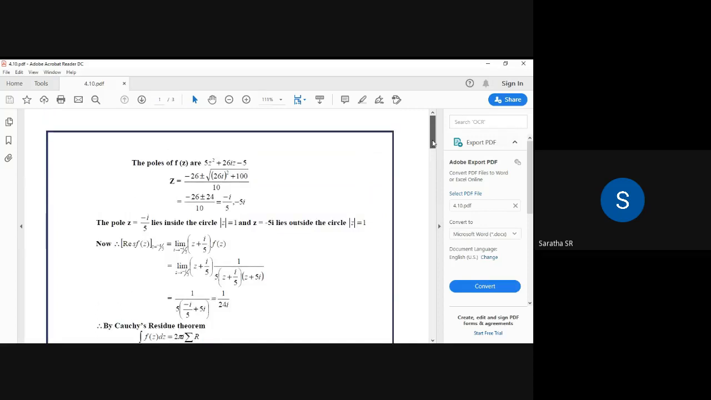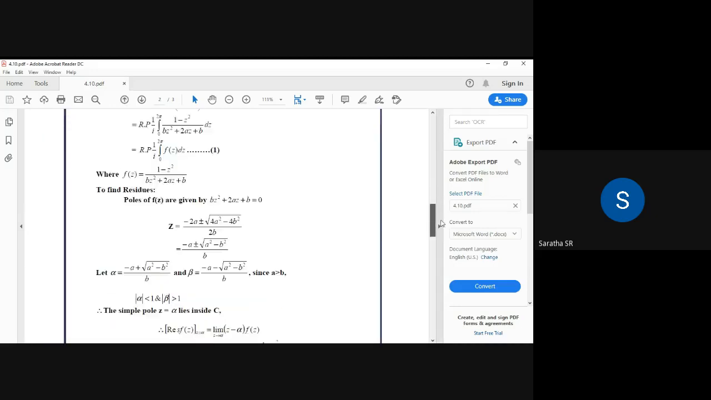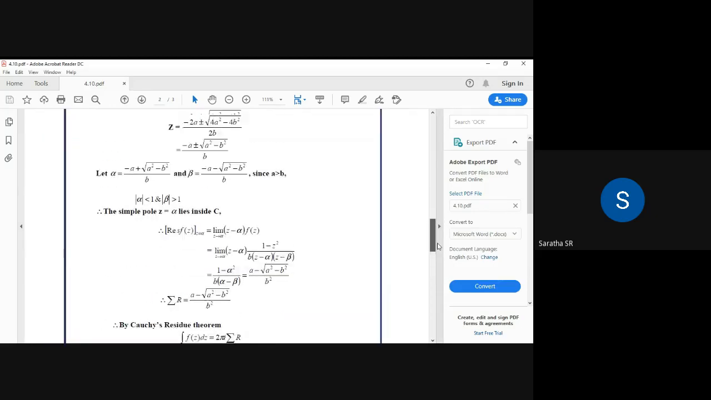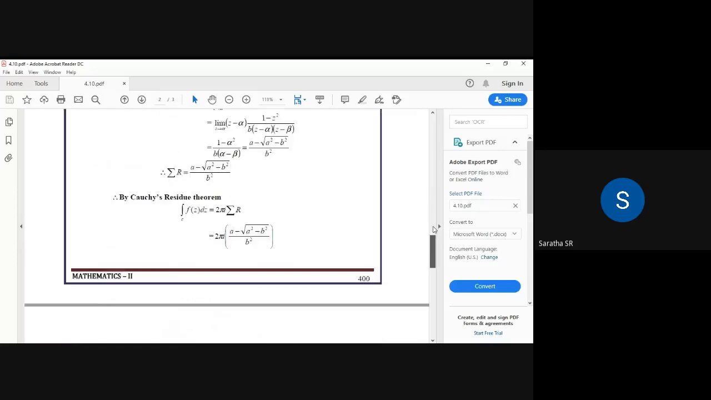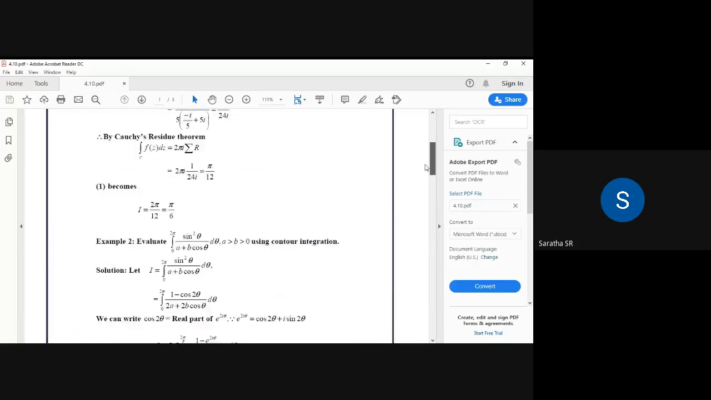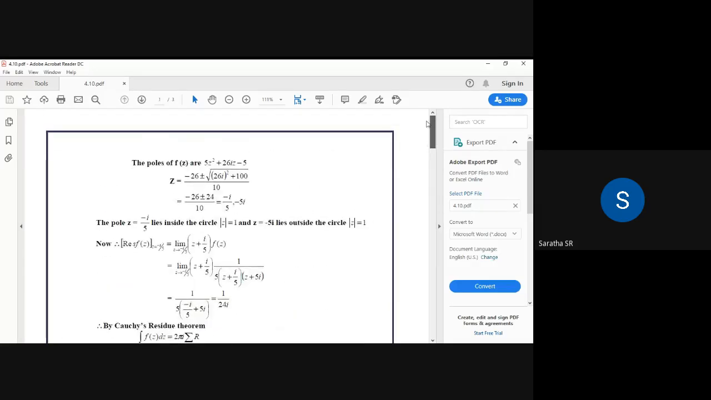Z square. But here they gave this thing. Maybe they made a mistake.